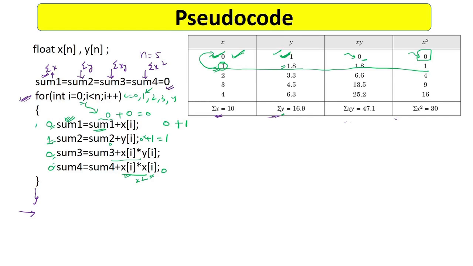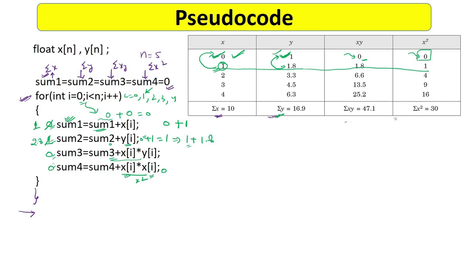So in this way, this is now the new one. In the next step I will be finding the summation of y, but for that I need to add 1.8 to the previous sum. So 1.8 will be y of 1. So this will be 1 plus 1.8, so it will be 2.8.